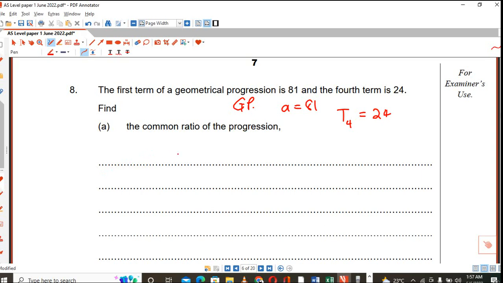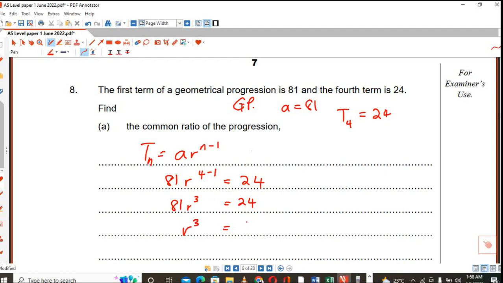So we know that the formula for a GP is T sub n equals A R to the n minus 1. This is what we're going to use, okay? So we know A is 81. We don't have R, but we know the fourth term, and we know that is equal to 24. So that gives me 81 R cubed equals 24.